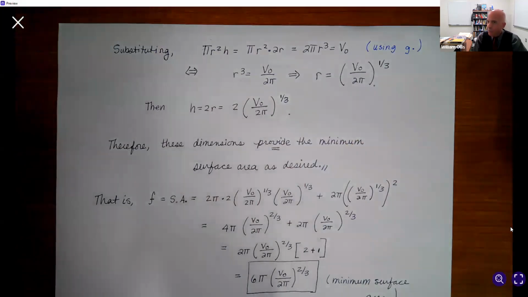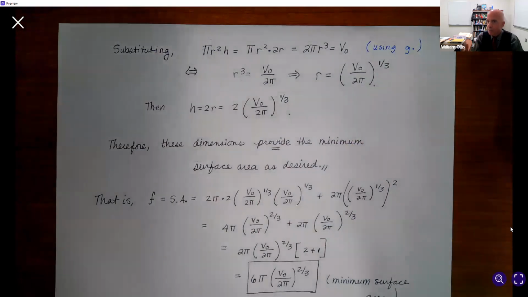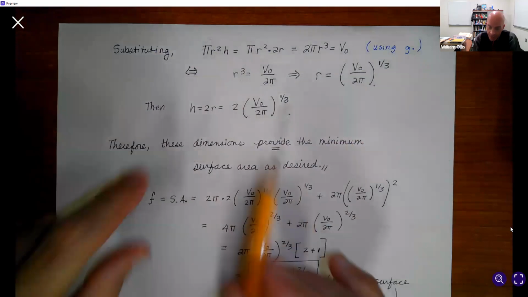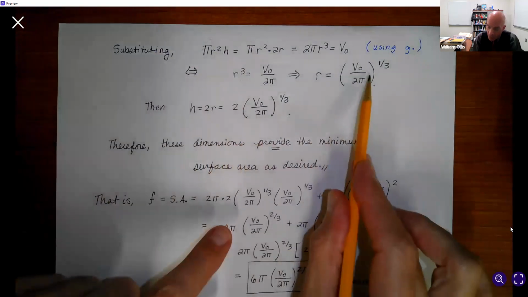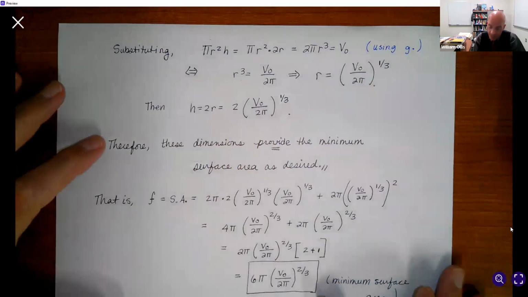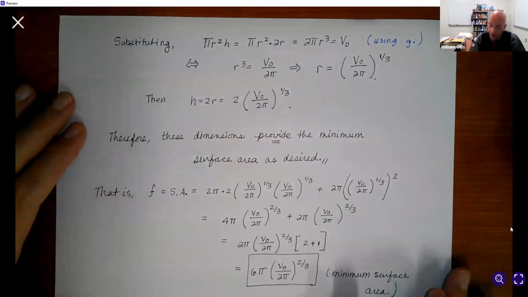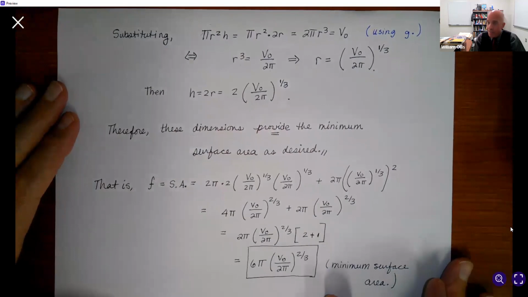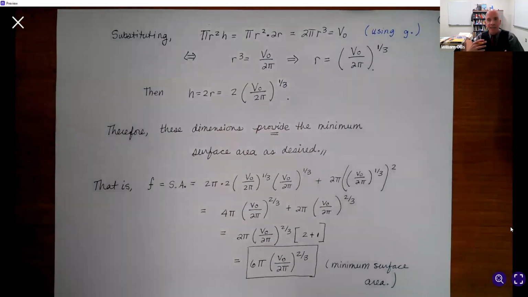So that's really interesting. I mean, we've got a more flexible problem because V sub 0 can be whatever we need it to be, depending on the problem we're solving. And then, of course, 2 times this cube root will just give us H. And as I've written here, therefore, these dimensions provide the minimum surface area as desired. So again, the Lagrange method is a little bit different, but as I said before, very useful.